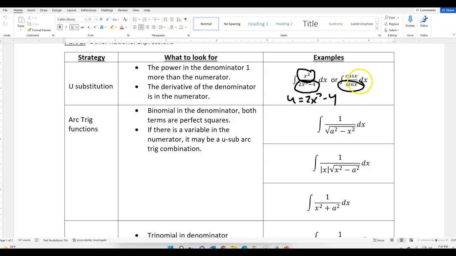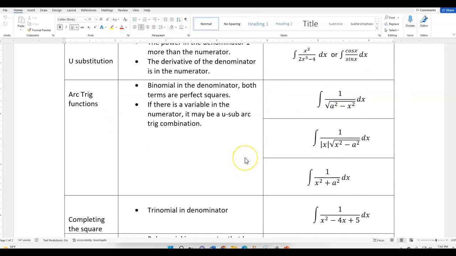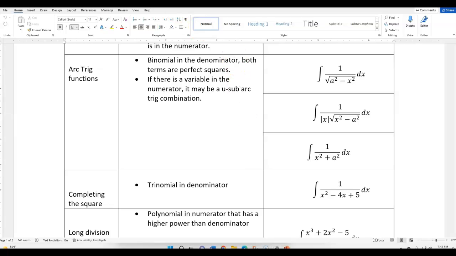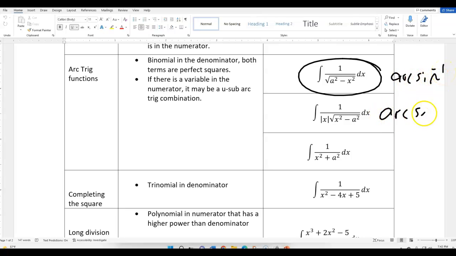So for instance, the derivative of sine is cosine, right? So since the derivative of the bottom is in the top, then that means our u is going to be the bottom. So these are u sub type problems, okay? Now, arc-trig functions, you just need to recognize their patterns. This one here is arcsine. This one here is arcsecant.